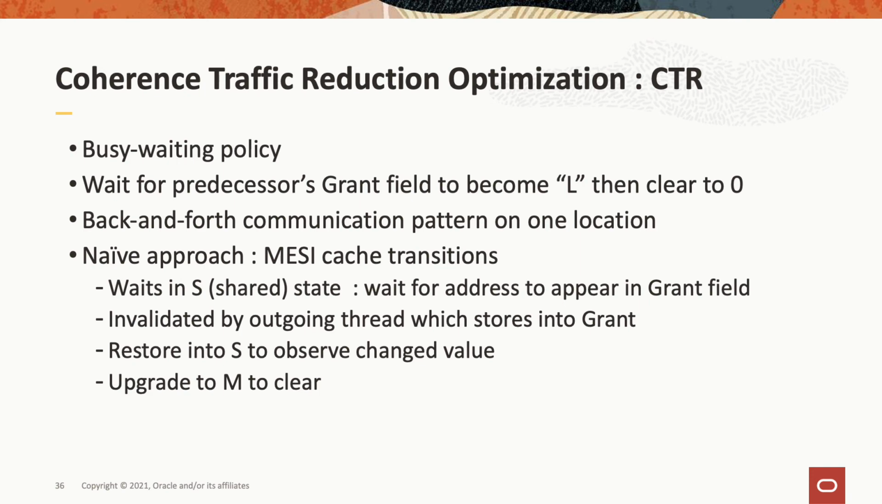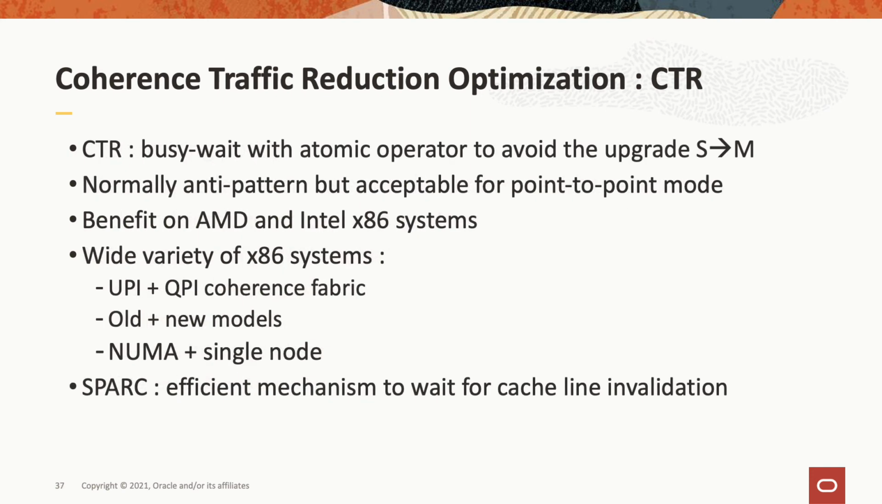Then finally, we reset the value to 0. So we have to upgrade the line from shared state to modified. As you can see, this is a fairly busy protocol, with lots of coherence traffic and activity. With CTR, we busy wait with atomic operations to avoid that final upgrade from shared to modified state. That is, instead of using classic loads to wait for the value to change and then a store to reset it, we busy wait with atomics.